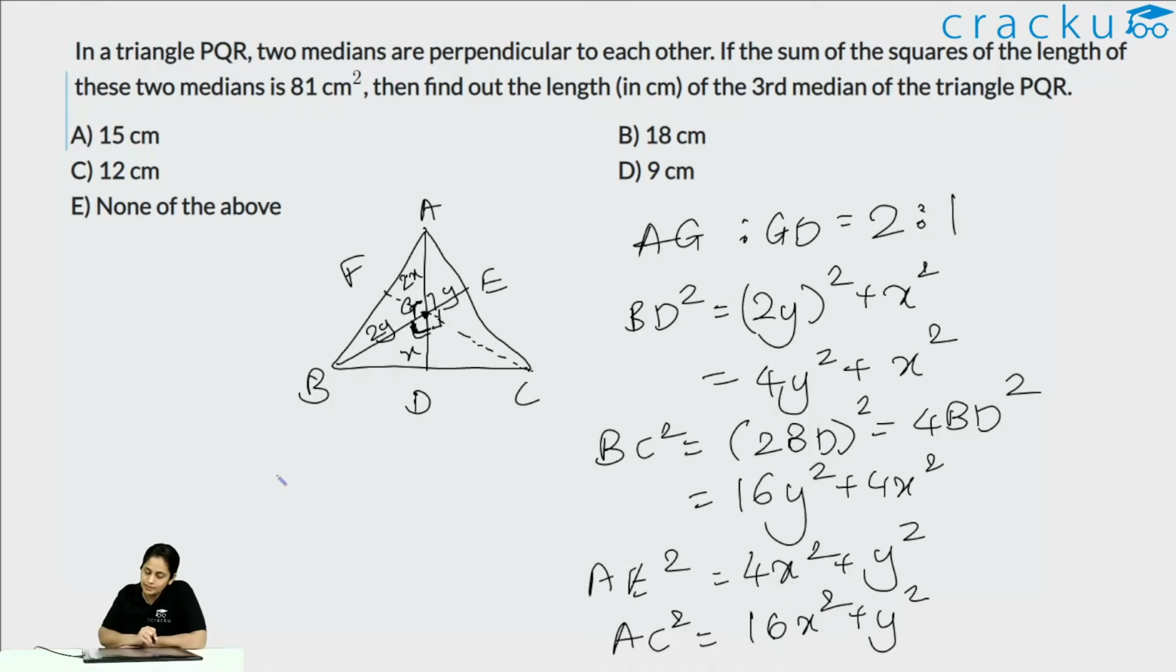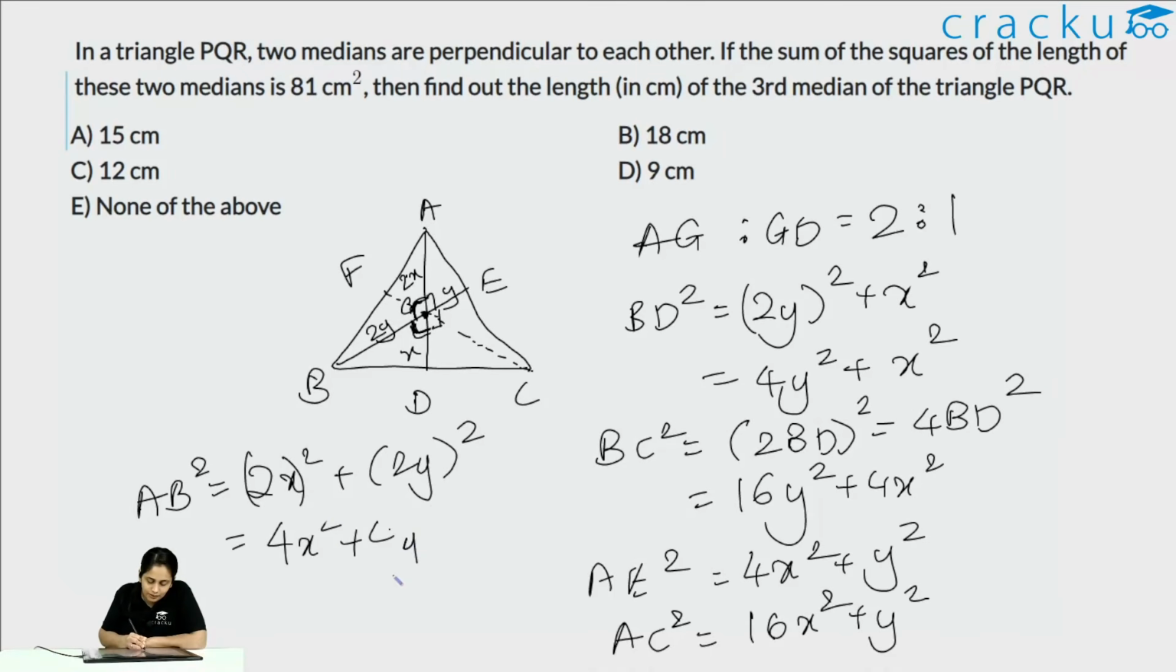Now I found BC square, I found AC square. I have to find out AB square as such. But this is also 90 degrees and this is 2x, this is 2y. So what is AB square? AB square is nothing other than 2x the whole square plus 2y the whole square. So this is equal to 4x square plus 4y square.